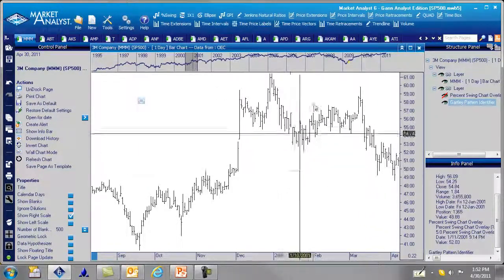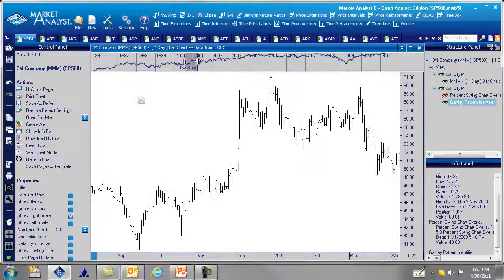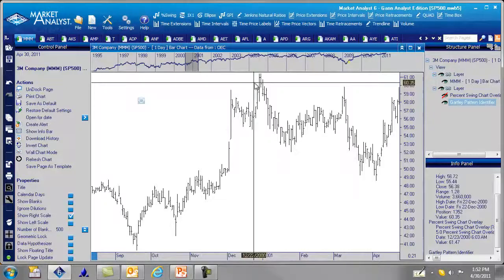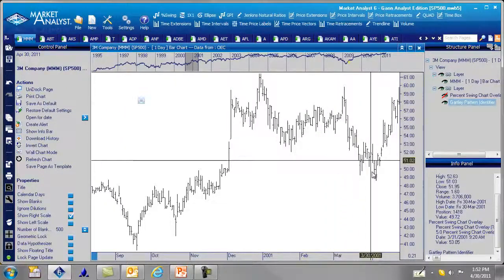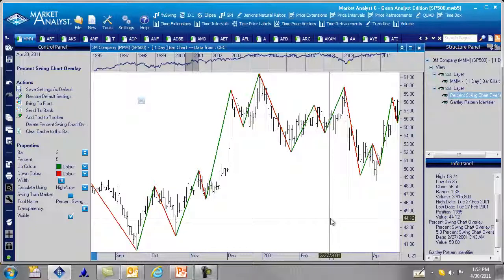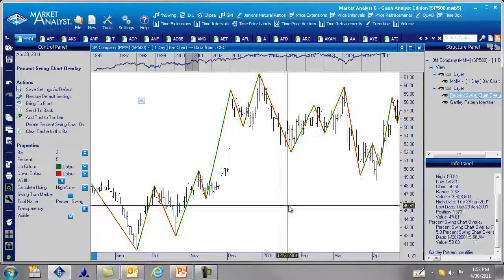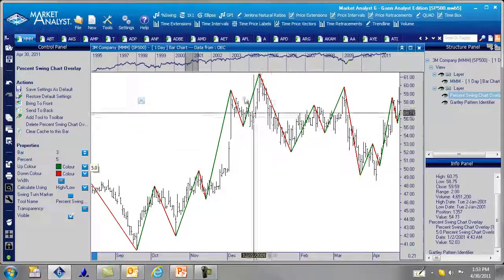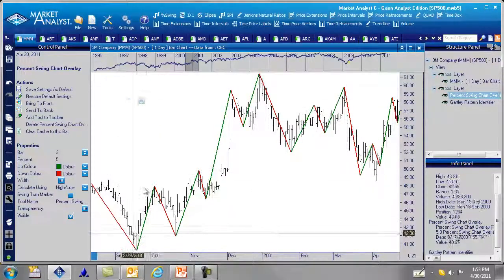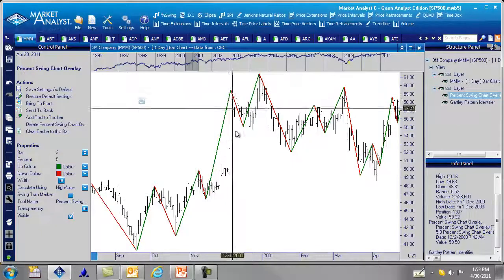Okay, so we could be looking at this, and we think that looks like an impulse, and that looks like a correction. Now let's turn on the percent swing overlay, and at 5%, we're getting in this XA leg a whole bunch of choppiness within this leg, right?